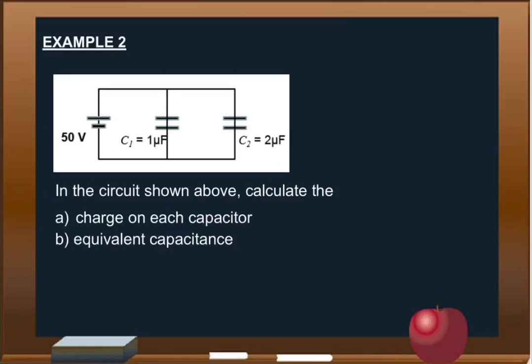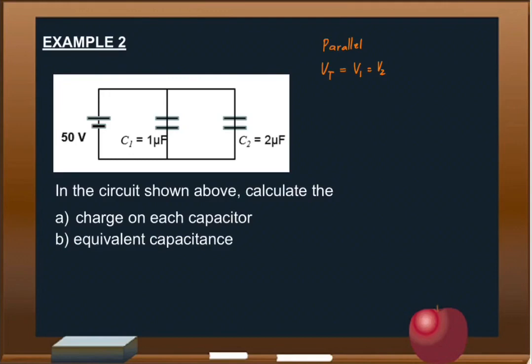Okay, let's look at example 2. In the circuit shown above, calculate the charge on each capacitor and also find the equivalent capacitance. So from the figure, we can see that we have 2 capacitors, C1 and C2, and these capacitors are connected in parallel. As we know, when capacitors are connected in parallel, the potential difference across each capacitor will be the same as the supply voltage. So we know that for parallel, the total voltage is equal to V1 equal to V2.